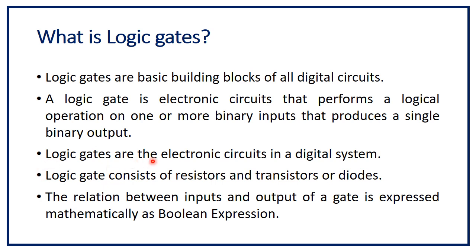Logic gates are the electronic circuits in a digital system. A logic gate consists of resistors, transistors, or diodes. So logic gates are basically formed with the help of resistors, transistors, or diodes. The relation between the inputs and output of a logic gate is expressed mathematically as a Boolean expression. So with the help of a Boolean expression, we can show the relation between input and output of a logic gate.